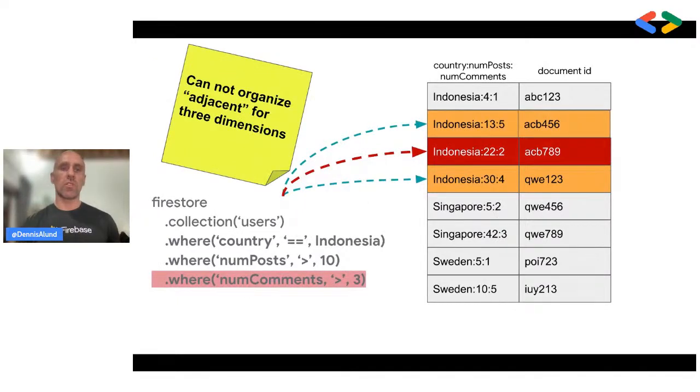There is a small quirk, though, with Firestore. If you come from a SQL database, you might be very flexible in how you want to query your data. You can say, give me all the users living in Indonesia who made more than 10 blog posts and more than 3 comments. There is no problem doing this in a SQL database. But in Firestore, you can currently not do that.